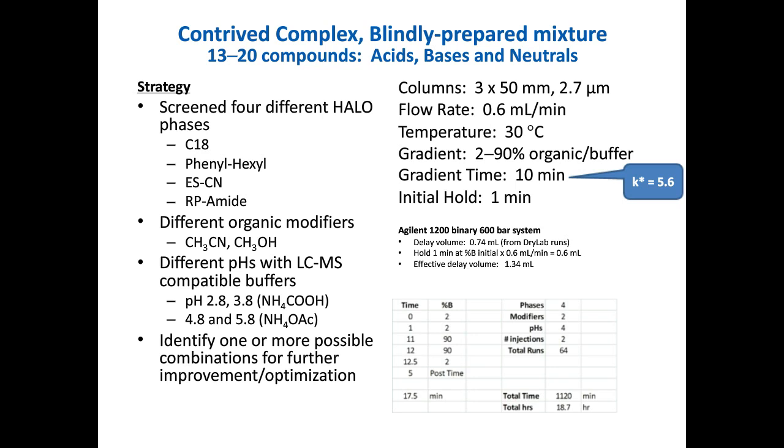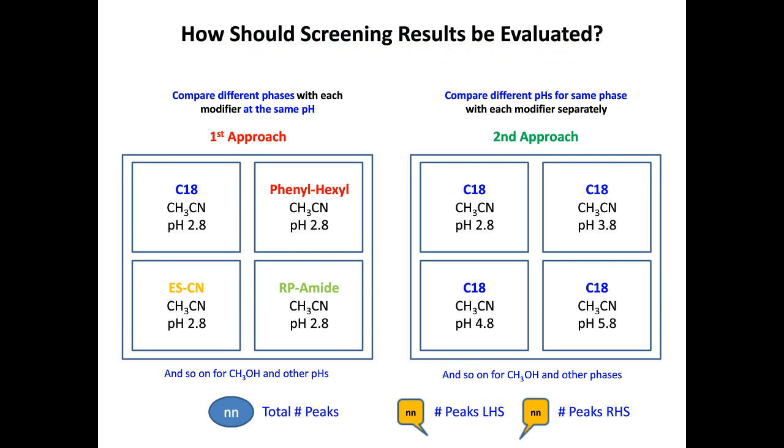We started out working with a 3x50 2.7 micron column, and the conditions you see here: 30 degrees C, 2 to 90% organic, and then a 10-minute gradient time. Again, we're shooting for something in between 3 and 9. And we used an Agilent 1200 binary system. And this is the gradient we ran. And we're going to produce chromatograms with each of the phases, with acetonitrile and with methanol, and at each of the different pHs.